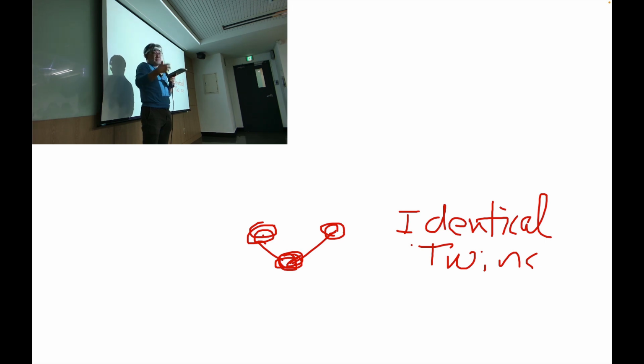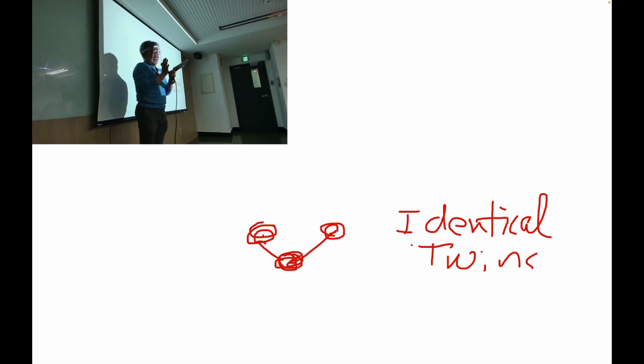Identical. That's why they are called identical twins. Yeah, they are clones. Identical twins, by definition, are clones. You know what clones are. So identical twins are genetically identical.